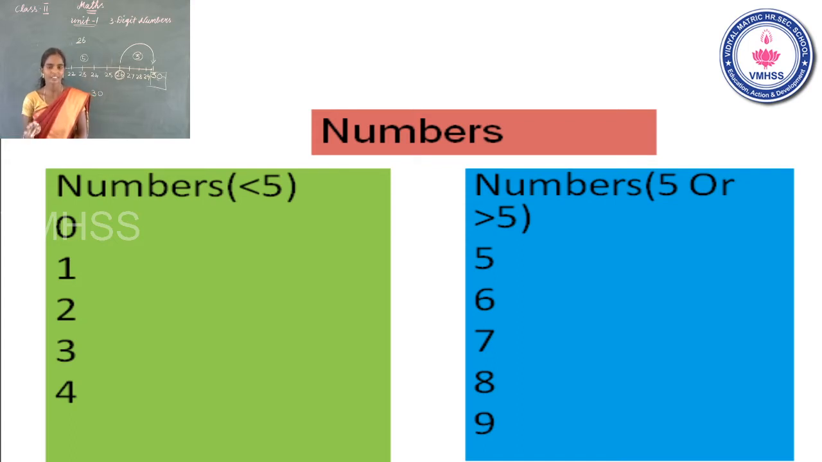Children, now look at the first group. The first group numbers are all less than 5. Look at the second group. The second group numbers are 5 and greater than 5. Okay children, look at the next slide.